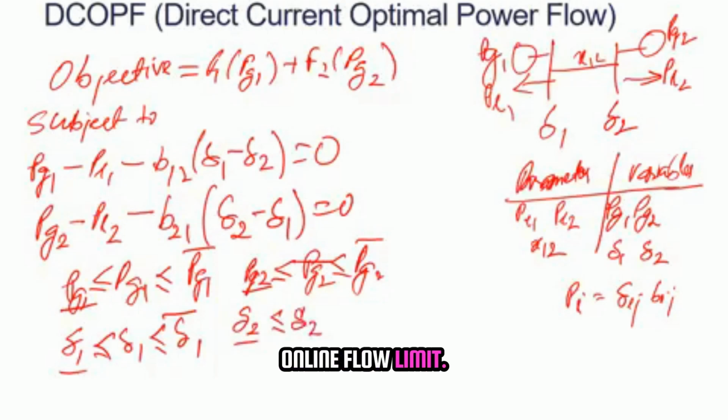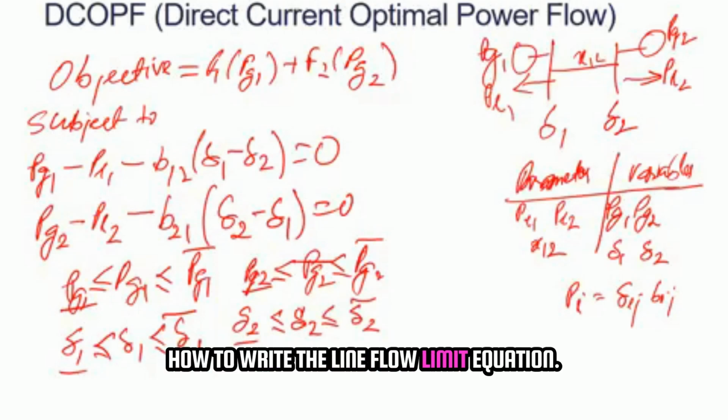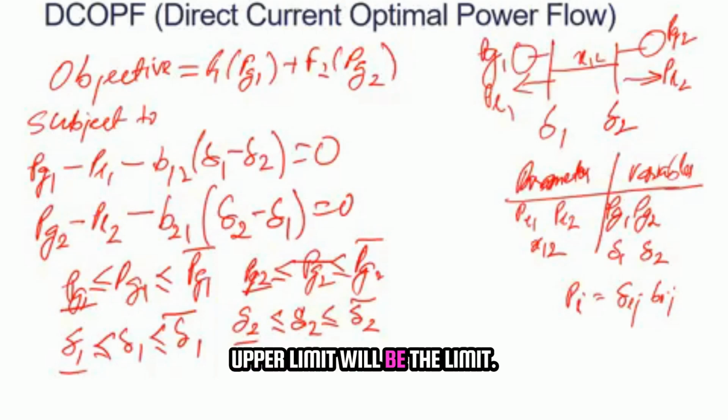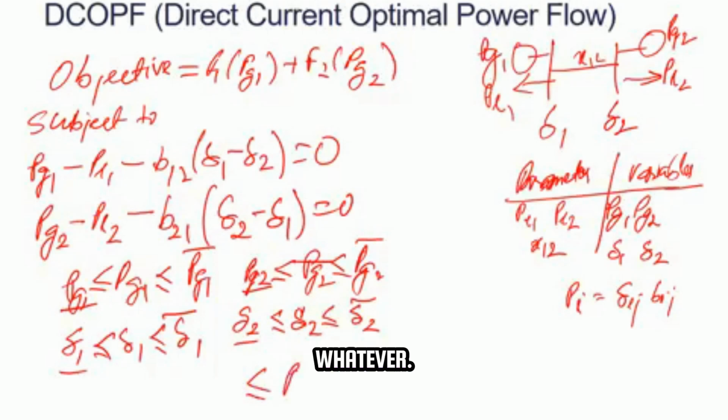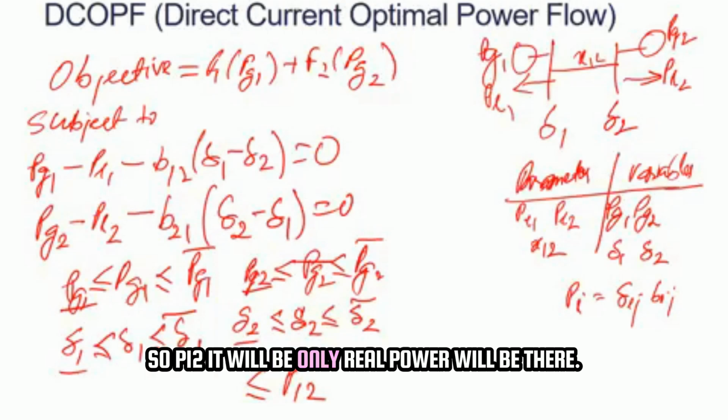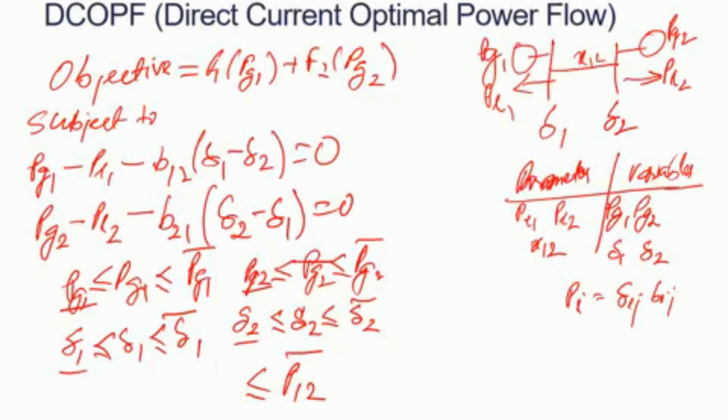And line flow limit. How to write the line flow limit equation? Upper limit will be the limit S12, maximum. Because here we will write P12, because there is no reactive power, so P12 it will be. Only real power will be there. And lower will be minus P12.